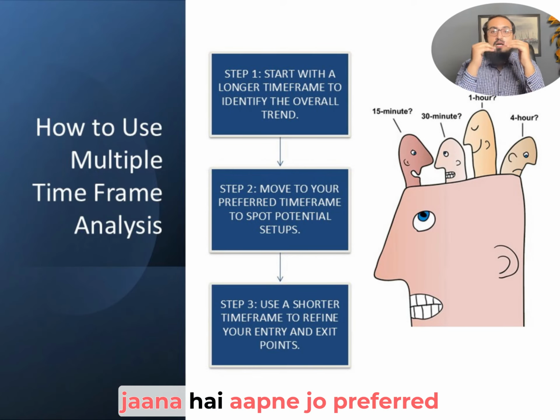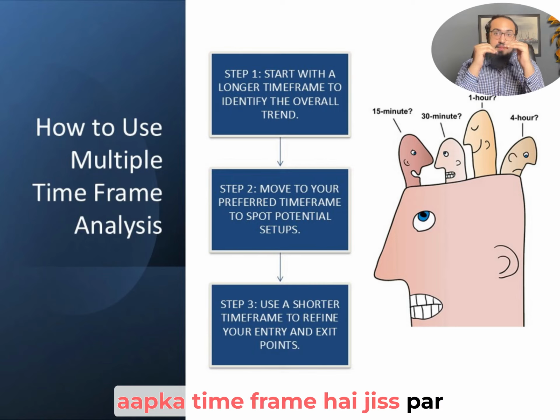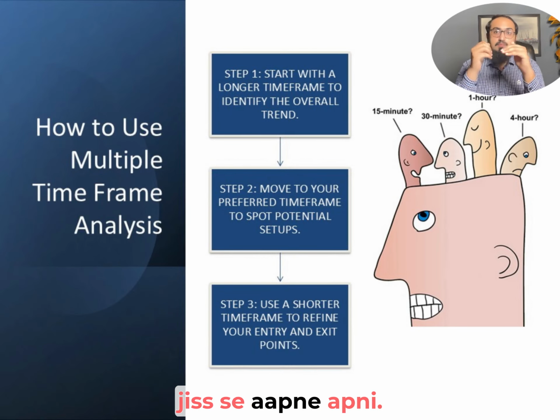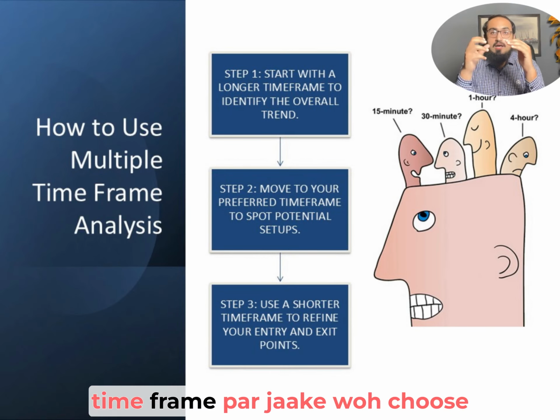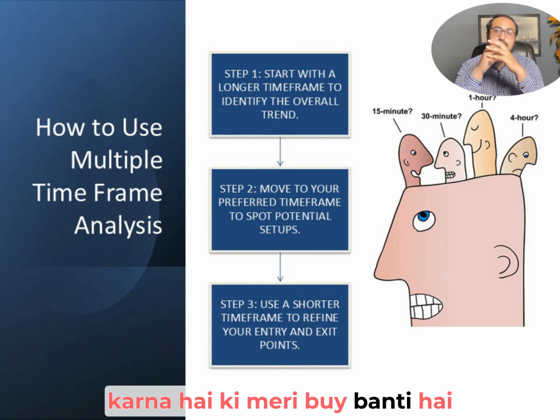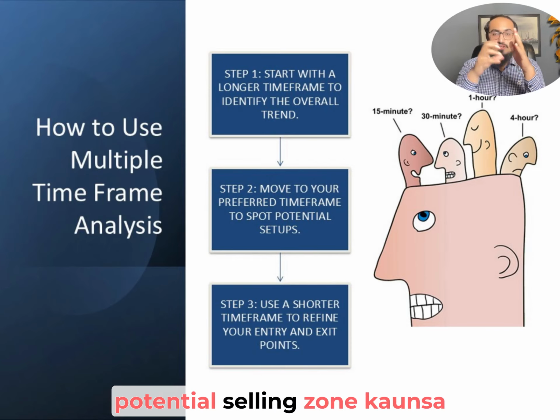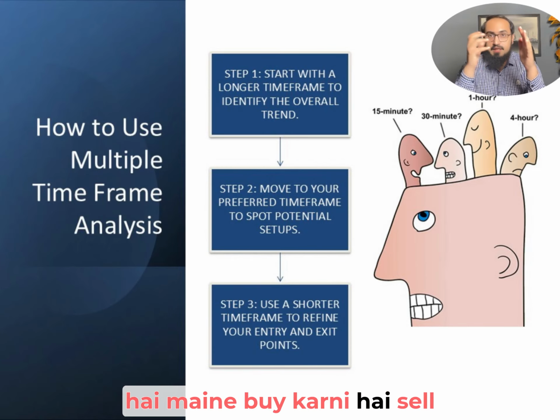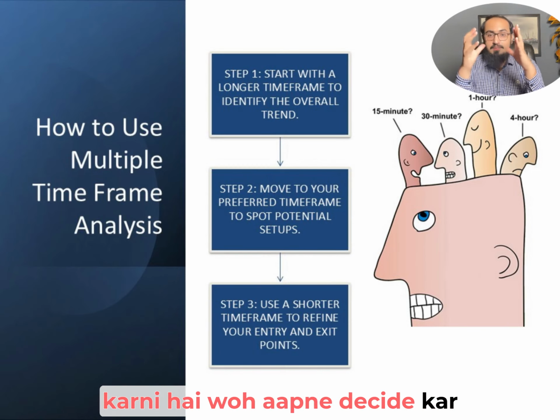Move to step 2. The preferred time frame on which you have to place the trade, on which you have to define your trade. You have to go to that time frame, choose it, and find your setup to determine if a buy is possible. What is the potential buying zone? What is the potential selling zone? I have to buy. You have to decide that.